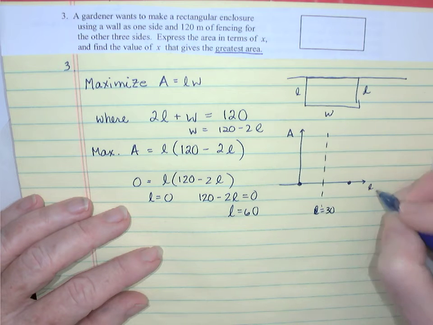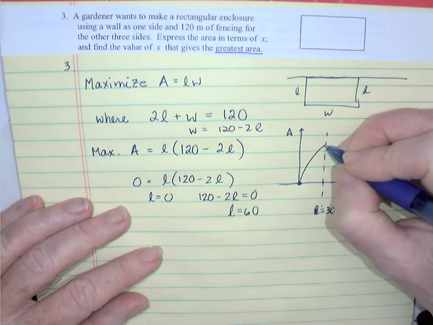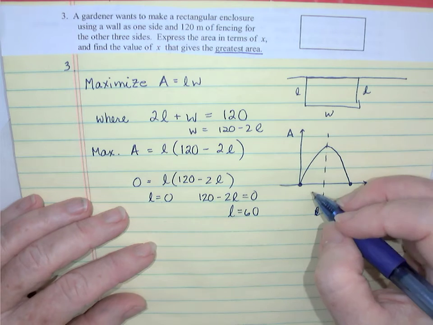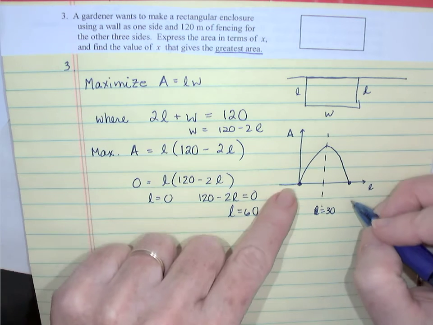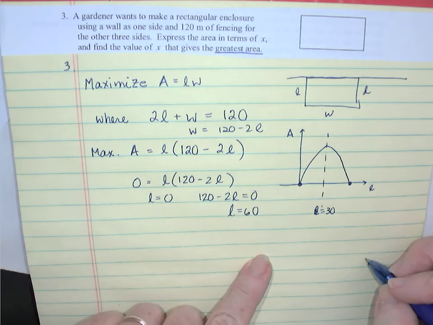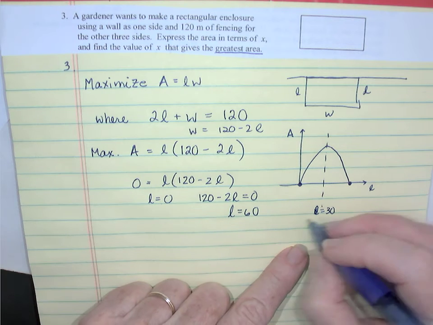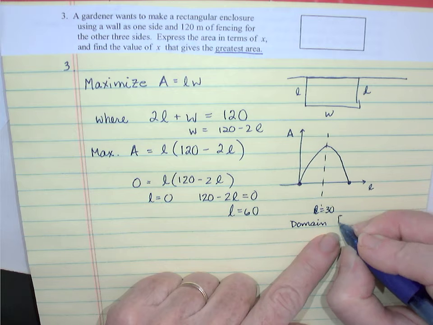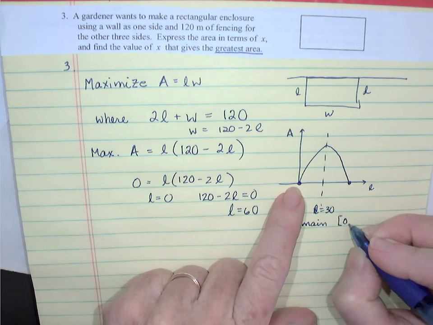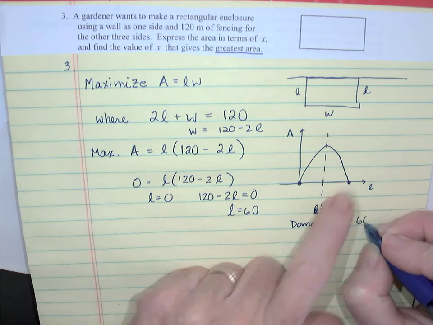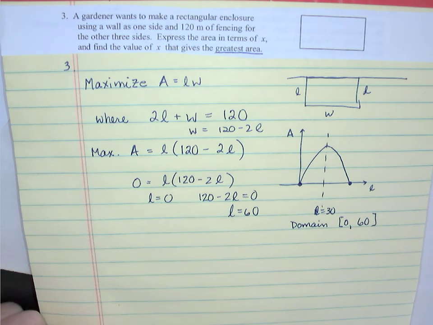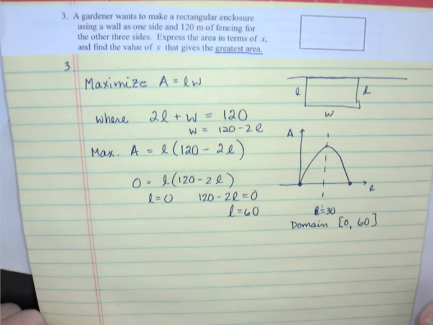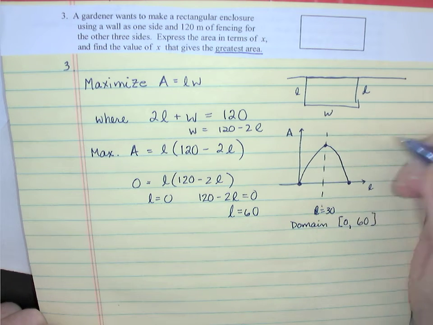So this is A versus L. And that's how my function is going to look. And if this were a normal parabola, of course I'd be drawing the rest of this. But because this is a word problem, I'm going to specify that the domain for this, the L values that I'm going to use, run anywhere from 0 to 60. And in fact, if L is greater than 60, then width would end up being negative, and we can't have that. Okay, so now let's figure out what that vertex is.